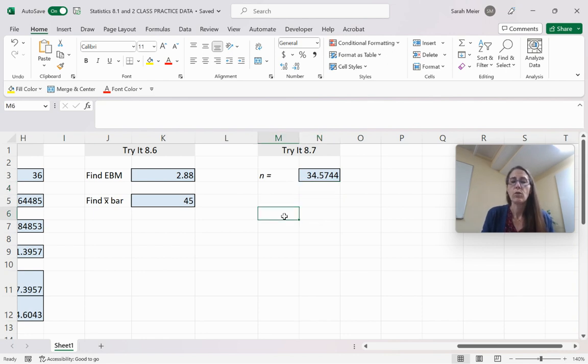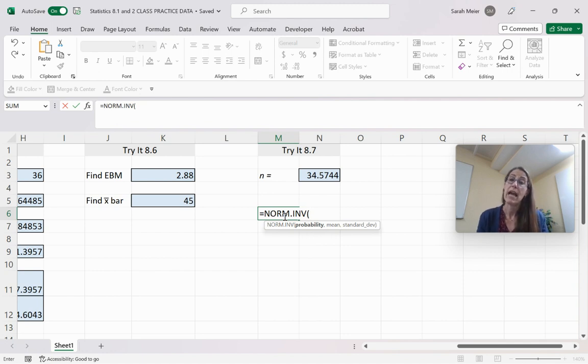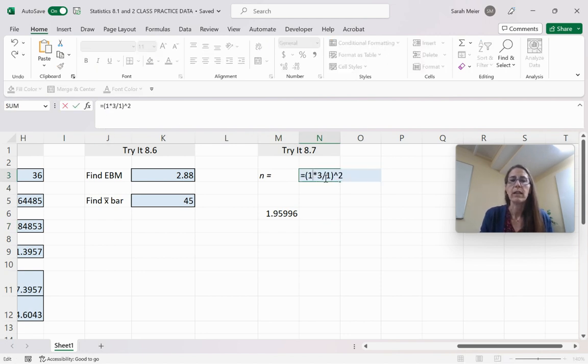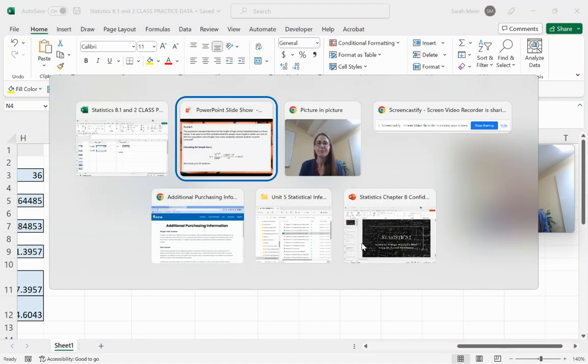But again, if you needed to, you could always do the norm.inv formula. We want it to be 95% confident, so 1 minus, in parentheses, 0.05 divided by 2. Our mean is 0, our standard deviation is 1. So that's where the 1.96 comes from. So you could always, instead of putting in the 1.96, reference this cell here. Same answer. So anyway, different ways to do it, but I just wanted you to see how to do that.